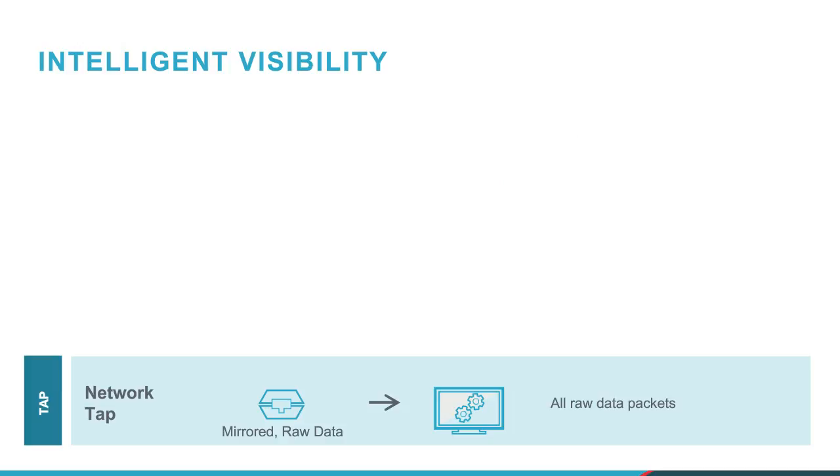Let's look at packet brokers a little closer. With the network tap, you get a complete copy of all the raw data, like I said before, and this sends it on to the tools. Unfortunately, from the tool perspective, this is like drinking from a street-level water main. There is a lot of data that can quickly overwhelm the monitoring tools, and your tools are limited to the fixed number of ingress ports they have on the device.